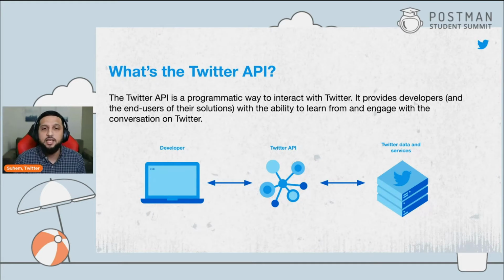Similarly, let's say somebody is tweeting live on Twitter right now. Let's say you use the hashtag Postman Student Summit. All of these are now tweets on Twitter. If you want to get these programmatically, you need to connect with the Twitter API and specify that you're looking for tweets specifically about the hashtag Postman Student Summit. And then the Twitter API gets you the data for this search term.